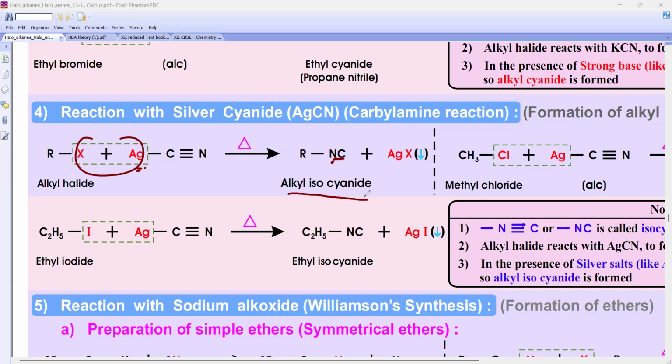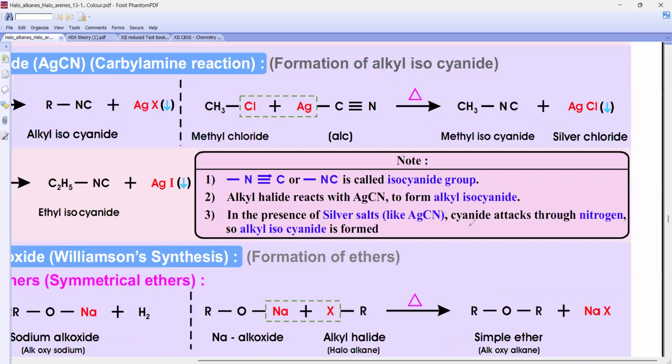Both are functional isomers of each other. Same molecular formula, but different functional group. RCN and RNC, both have the same formula, right? But the functional group is different. So which isomer are they? Functional. So look here. Why does cyanide attack through nitrogen when a silver salt is used? Are you getting it?